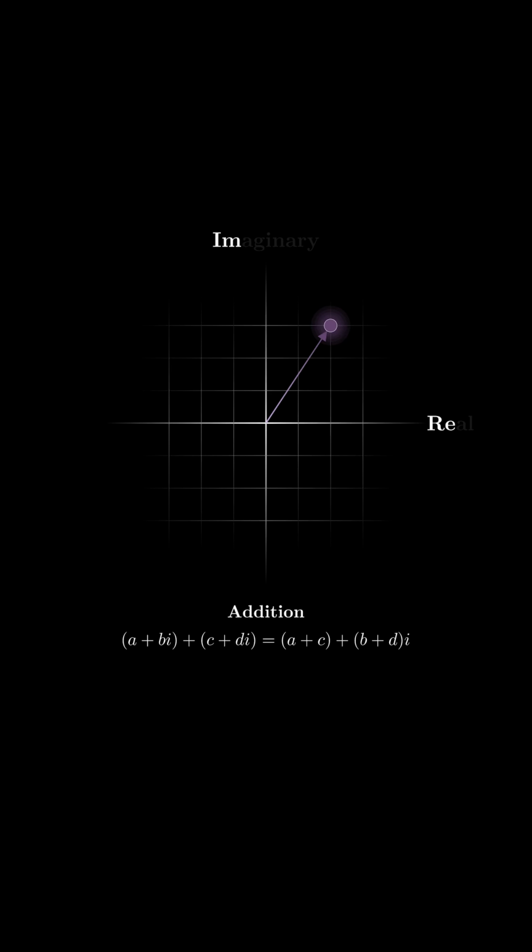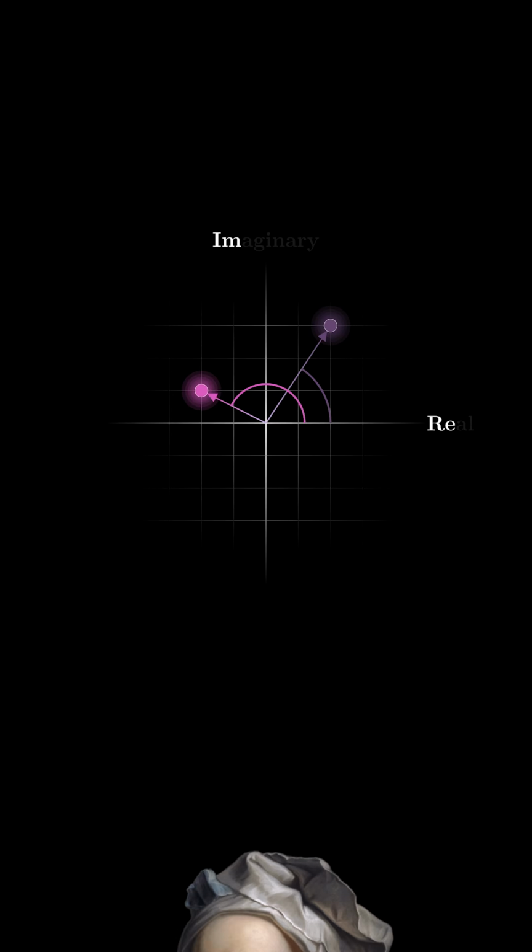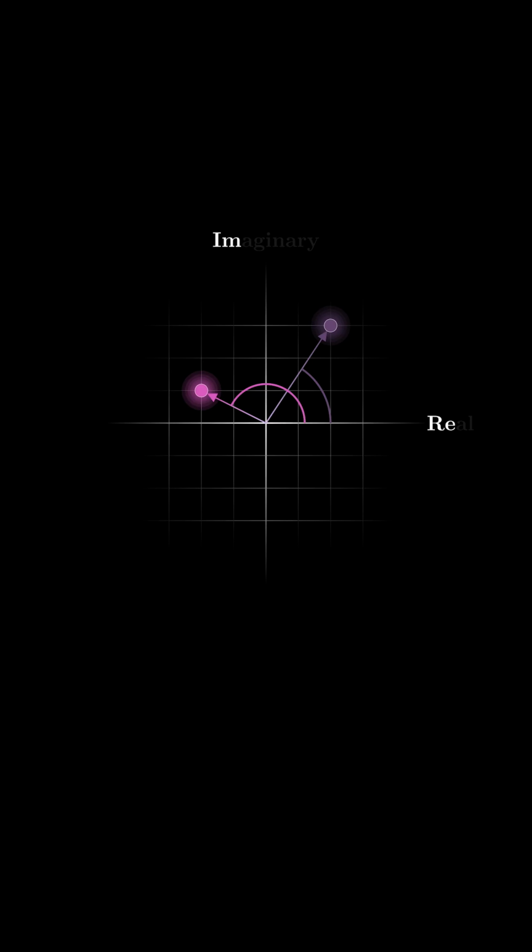Addition works, for instance, analogously to vector addition, while multiplication follows a specific formula which is not necessary to understand this video. And according to Leonhard Euler, each complex number is also uniquely characterized by its angle and magnitude. Furthermore, the multiplication follows the simple and visual idea that when two complex numbers are multiplied, their angles are added together and their magnitudes are multiplied.